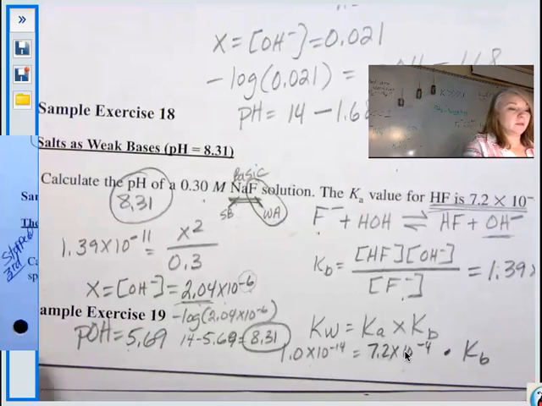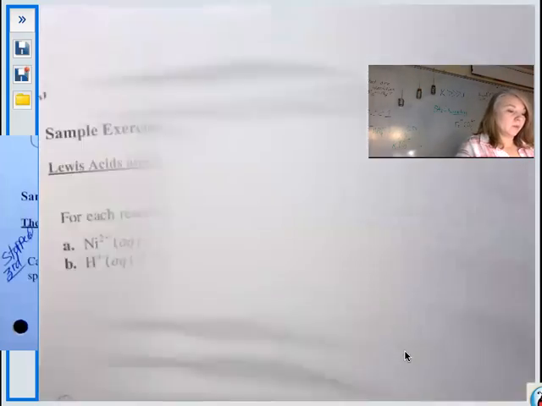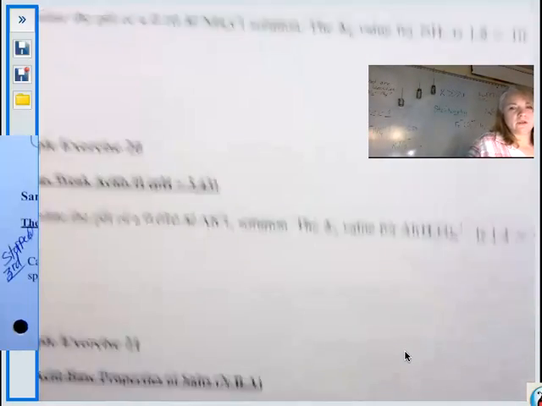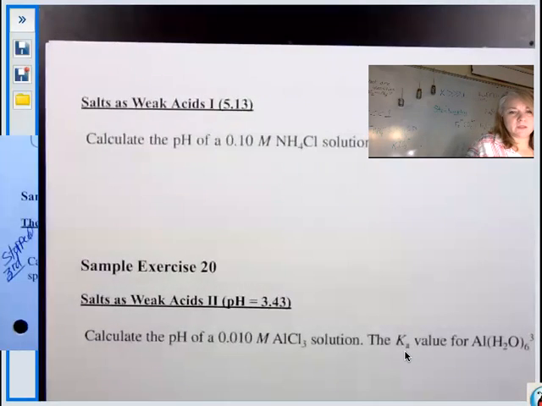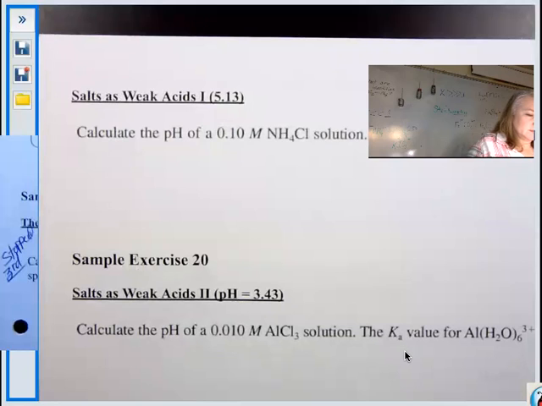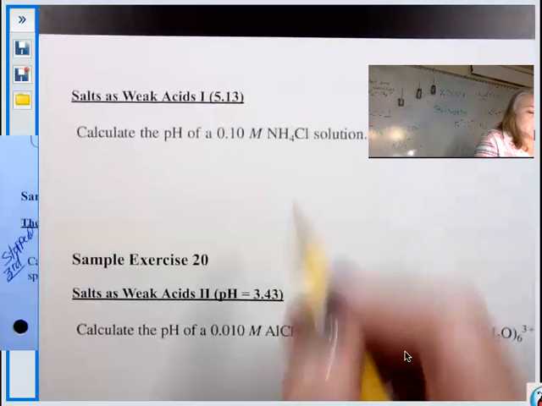Okay, so let me look and see if there is one more like that. Let's do one more with the pH of a salt, just so you'll have some good problems to look at. Okay, so if you look at the next exercise, they gave us a Kb, but we got to look at the salt that they gave us. Okay, so let's break this salt down.